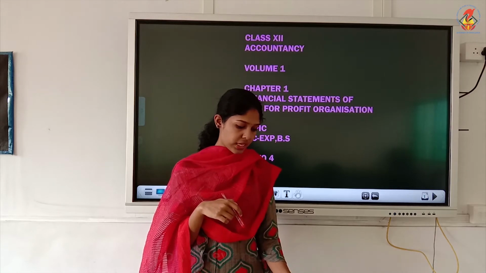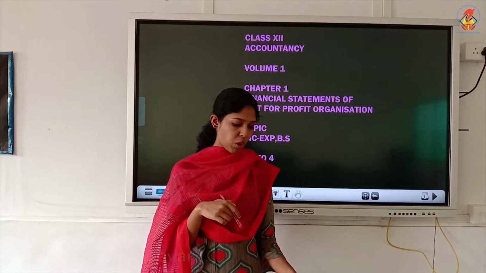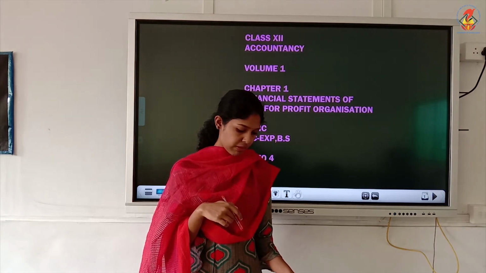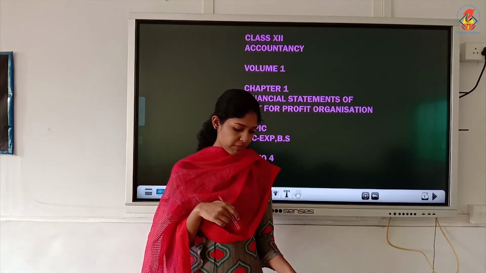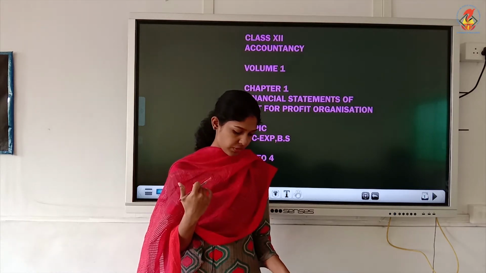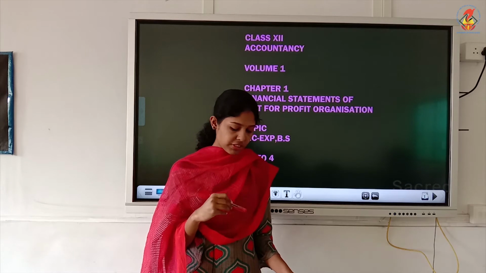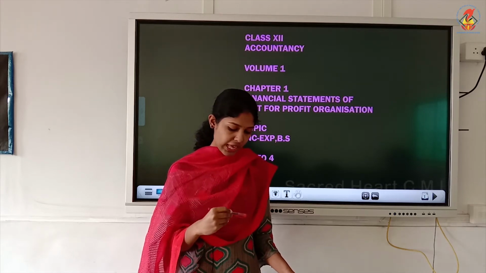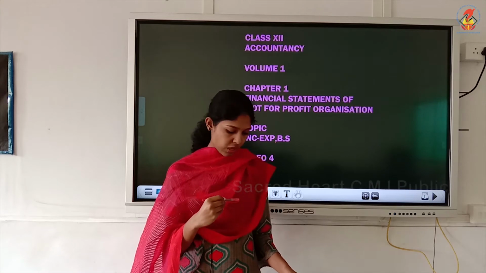Illustration number 28, page number 1.40. From the following receipts and payments of Friends Club, prepare income expenditure. Okay, we have certain adjustments, so read adjustments first. Beginning of the year, that means opening figures are given. Club had books of 3 lakhs, furniture of 58,000.